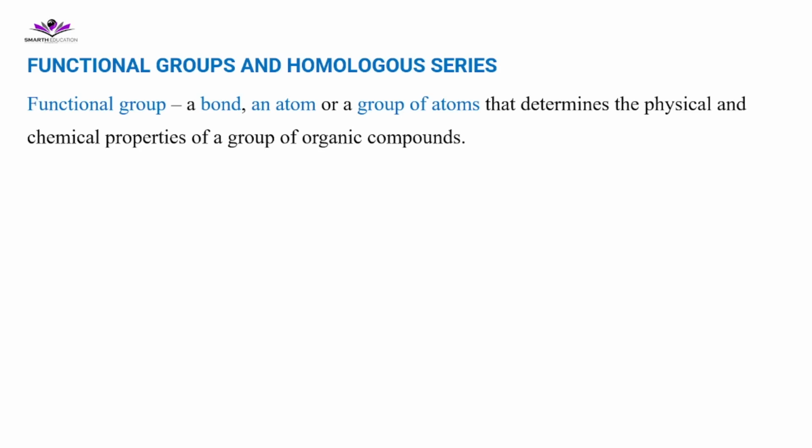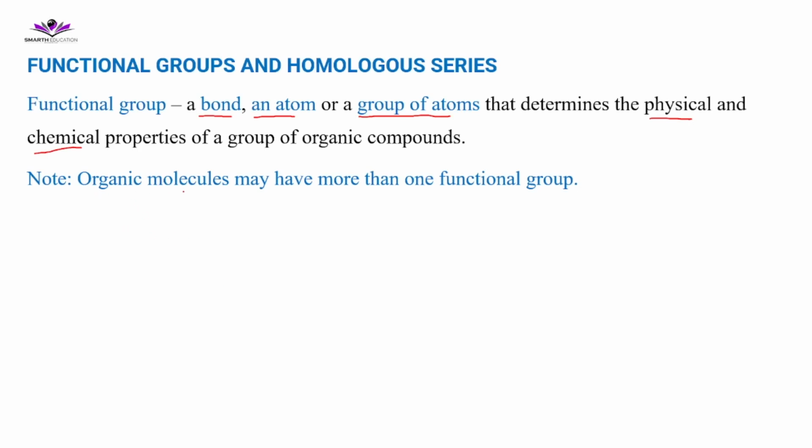What is a functional group? A functional group can be a bond or an atom or a group of atoms that determines the physical and chemical properties of a group of organic compounds. Please take note of this. Organic molecules may have more than one functional group.